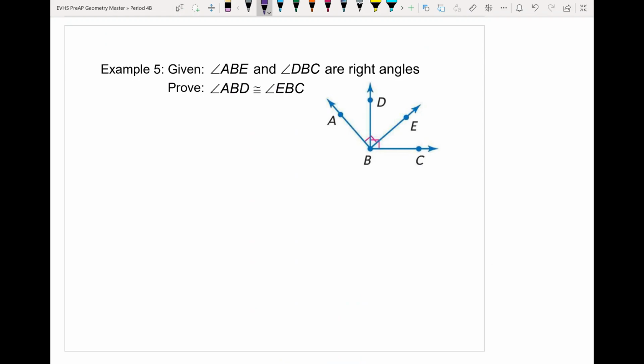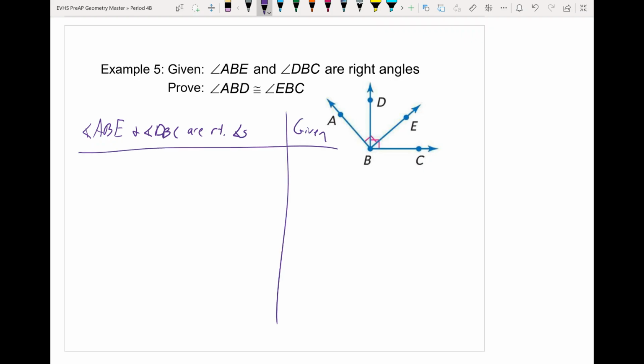Once again, I'm going to go ahead and get my given information in there. Angle ABE and angle DBC are right angles, and that is given. Those are marked as right angles in the pictures, so I don't have to worry about doing that. I'm wanting to show that ABD, which is here, is congruent to EBC, which is there.